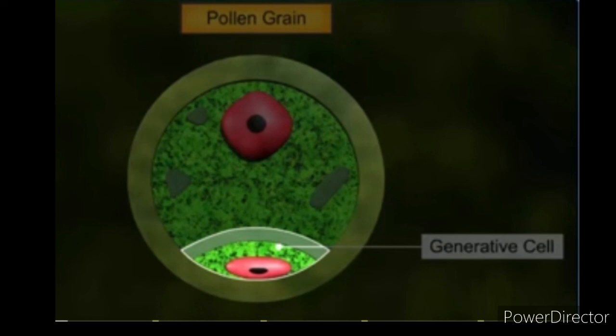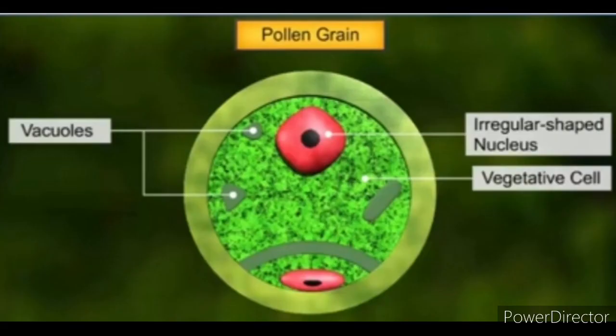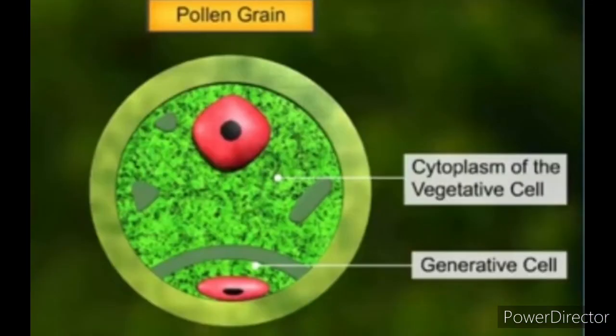The exine is made up of sporopollenin, and the intine is made up of cellulose and pectin. Inside are 2 types of cells. The large cell is called the vegetative cell, containing a lot of food materials, starch, oils, and an irregularly shaped nucleus. The second is the generative cell, which is small, floats in the cytoplasm, and contains one nucleus.